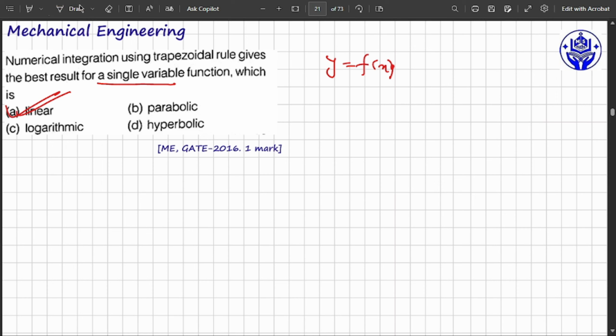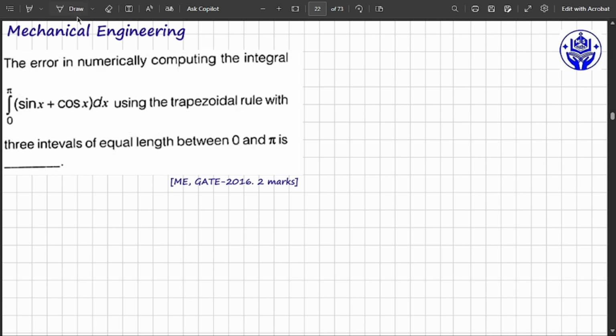Okay, so the next question is again related to integration, and it is related to trapezoidal. Now your function f of x is sine of x plus cos of x, and a is equals to 0, b is equals to pi. So the error is numerically computed in the integral 0 to pi sine of x plus cos of x dx using the trapezoidal rule with 3 intervals of equal length.